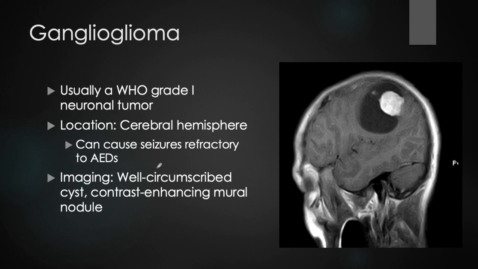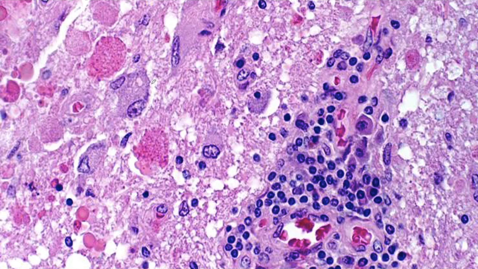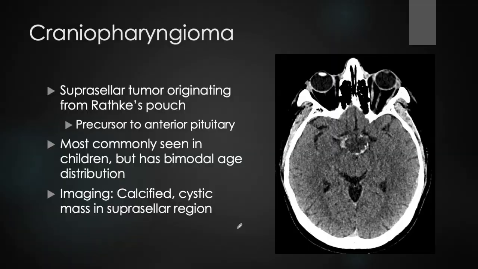They appear cystic with a contrast-enhancing mural nodule. Gangliogliomas can often be treated by surgical resection when they're in a location that's amenable to resection. On histopathology, gangliogliomas show binucleate ganglion cells, numerous eosinophilic granular bodies, and perivascular lymphocytes.